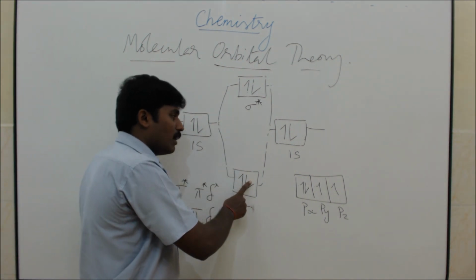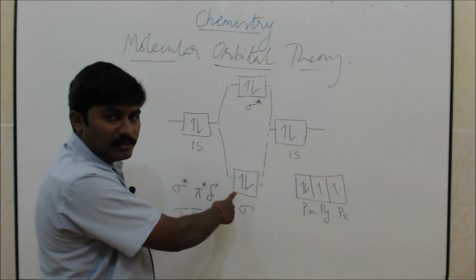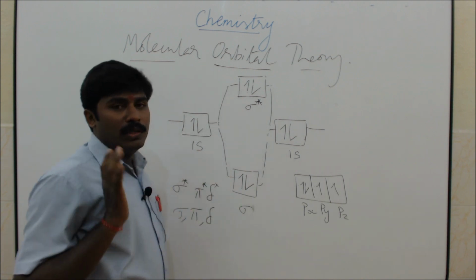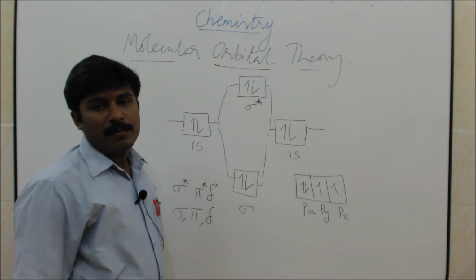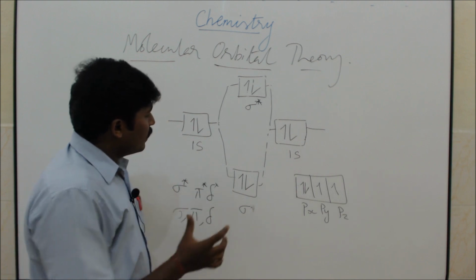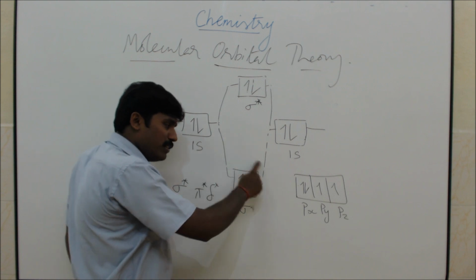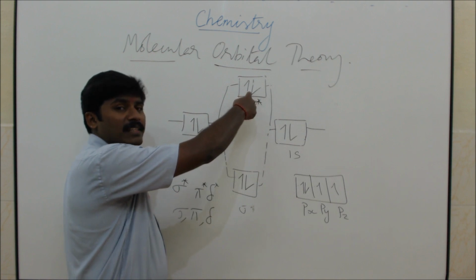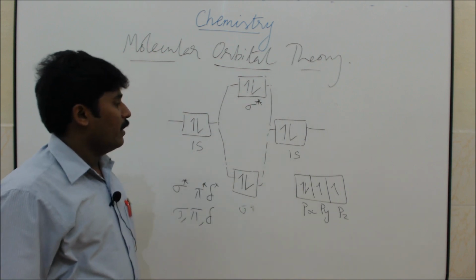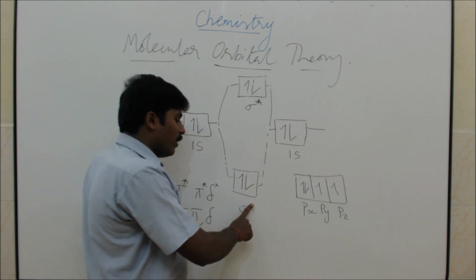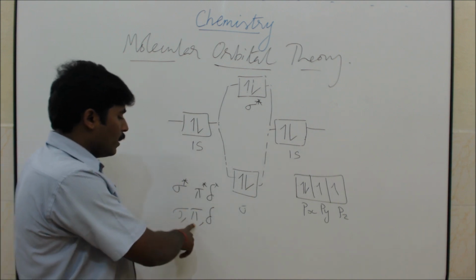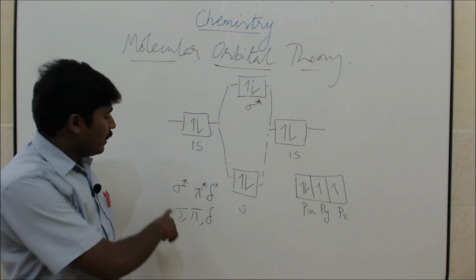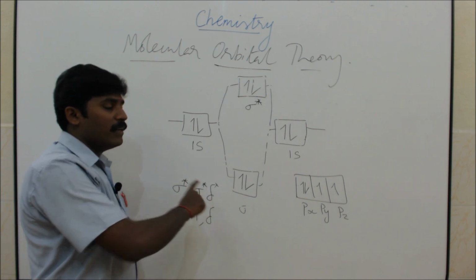The molecular orbital is a combination of two atomic orbitals. The number of molecular orbitals is equal to the number of combining atomic orbitals. Whenever molecular orbitals are formed, one gets lower energy, called the bonding molecular orbital, and the other gets higher energy, named the anti-bonding molecular orbital. The bonding molecular orbitals are denoted by sigma, pi, delta. The respective anti-bonding molecular orbitals are represented by sigma star, pi star, delta star.